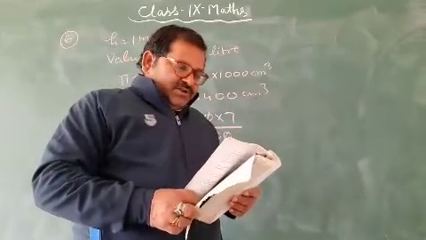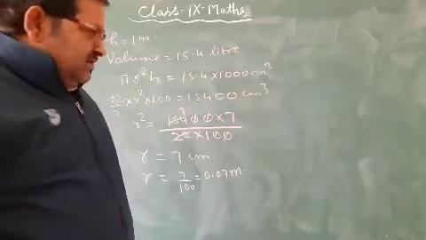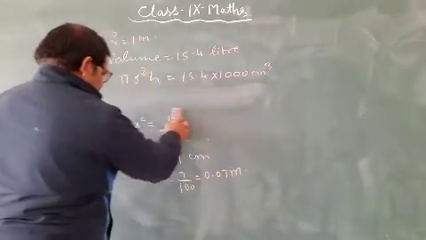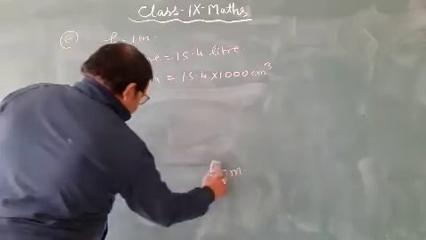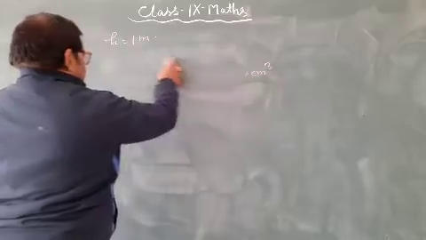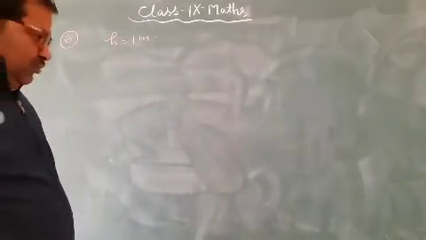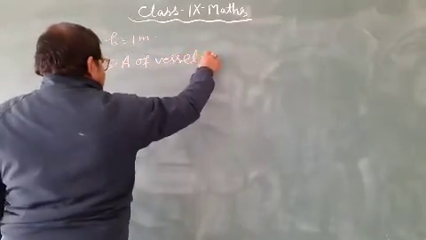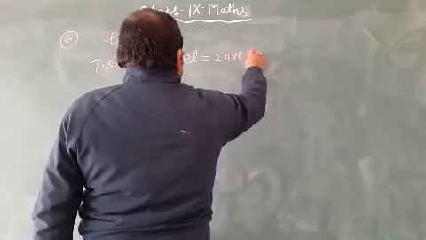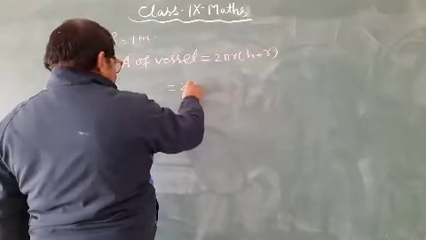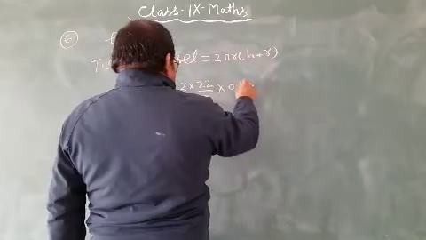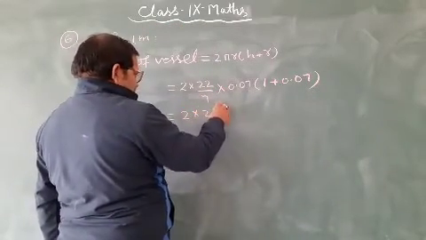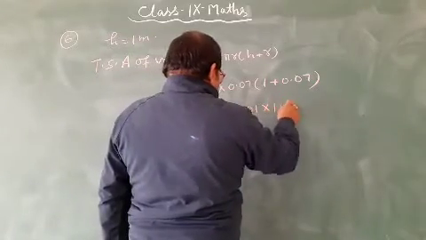So how many square meter of metal sheet is needed, that is the total surface area of the closed cylinder. Total surface area of the vessel is equal to 2 pi r (h plus r), 2 into 22 by 7 into 0.07 into (1 plus 0.07), which is 2 into 22 into 0.01 into 1.07.